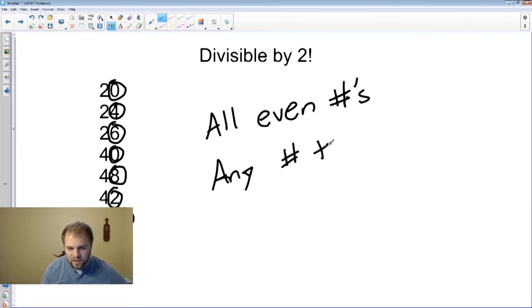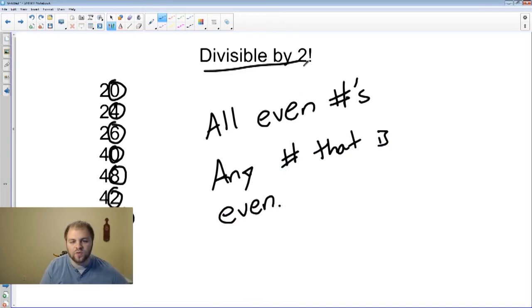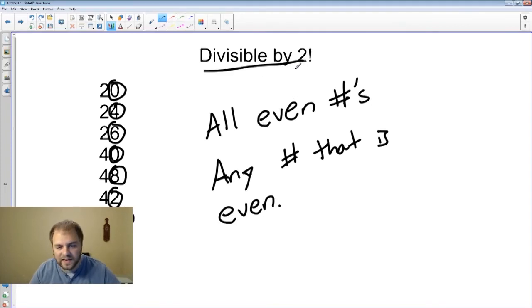Any number that is even will be divisible by 2. That's the basis of it. Any even number is divisible by 2, as long as, pay close attention, it's a whole number. When we're talking about divisibility rules, we're always talking about whole numbers.